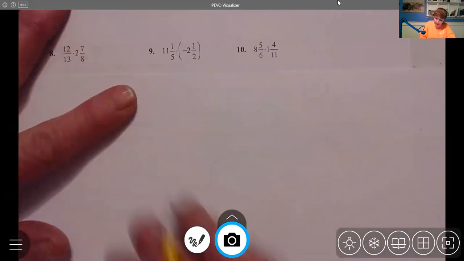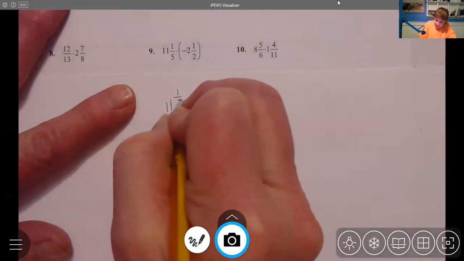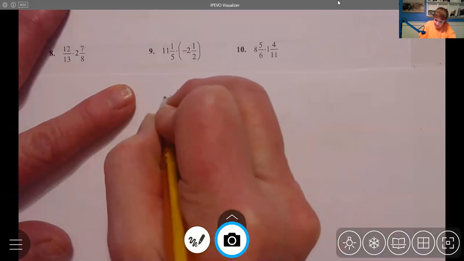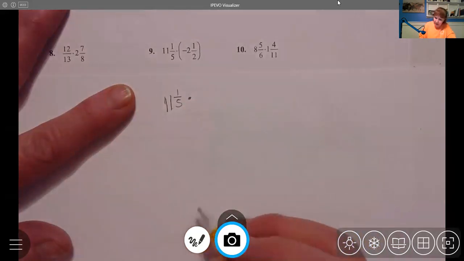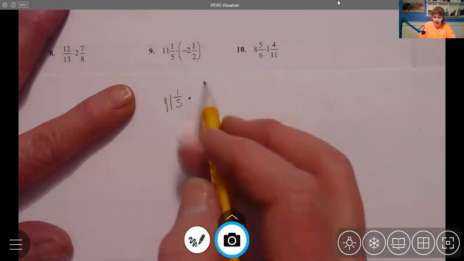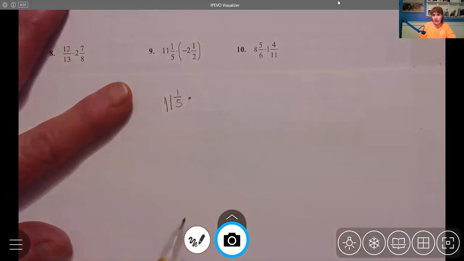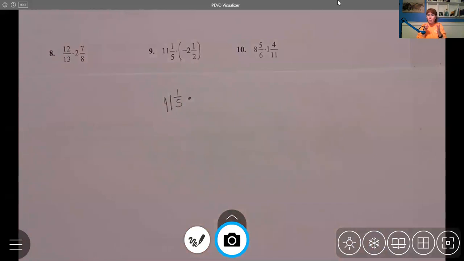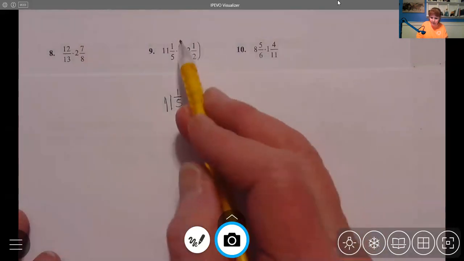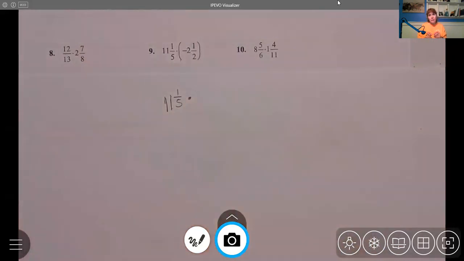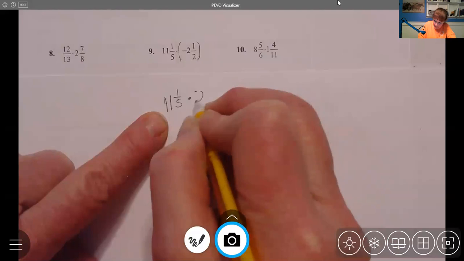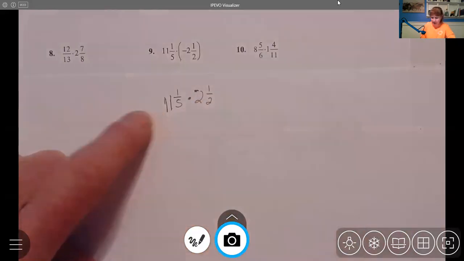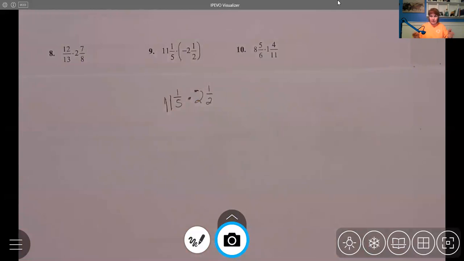We're going to do number 9 here. We're going to take 11 1/5 times, because parentheses means multiply. A lot of times they use the parentheses when one of the numbers is negative. It separates it out, so that it's not a subtraction, it's actually a negative. So the parentheses kind of makes it multiplication. Otherwise, you might think it was a subtraction. So we have a negative 2 1/2. Eventually, I'll drop that negative and just know that your answer is negative.